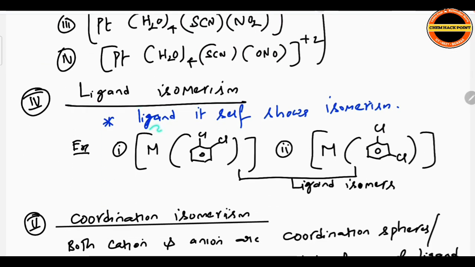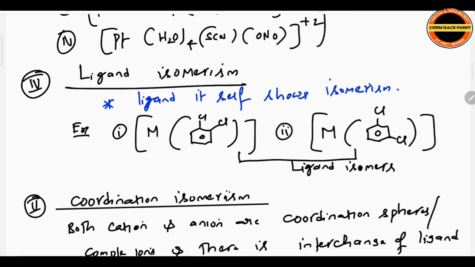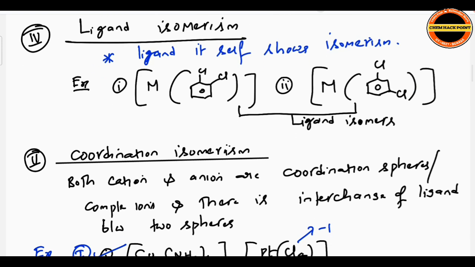Next, ligand isomerism. Here the ligand itself shows isomerism. For example, here there is a ligand which is 1,2-dichlorobenzene, and the isomer of that ligand I am showing here is 1,3-dichlorobenzene. So there is a difference in the arrangement of the ligand itself, and we can consider those as ligand isomers. The ligand itself is involved in the isomerism. Due to a difference in the position of atoms in the ligand, isomerism arises. That's why it is ligand isomerism.